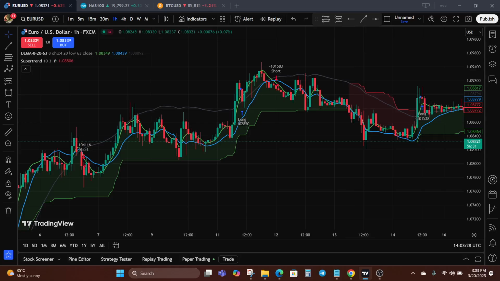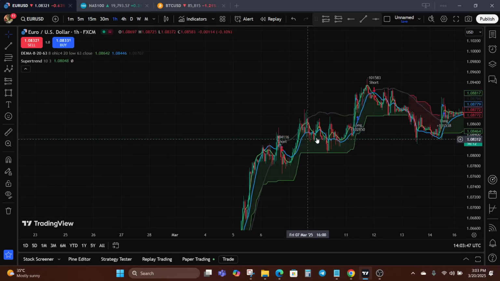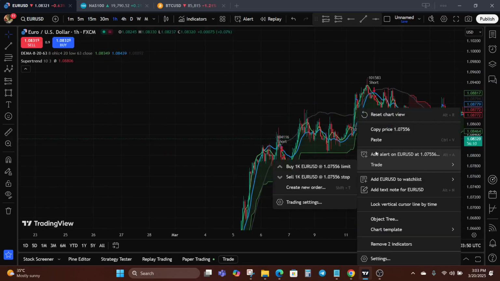Now, let us talk about the major benefits of using this combined strategy. Now, one is clear trend confirmation. By using both the DEMA and the SuperTrend, you are removing the guesswork from identifying market trends. Okay. And you are confirming the direction of the market with two reliable tools.